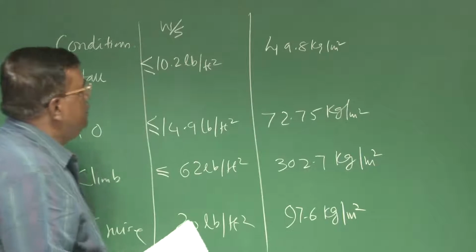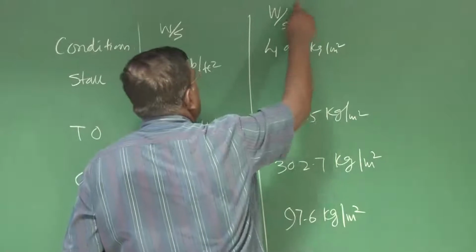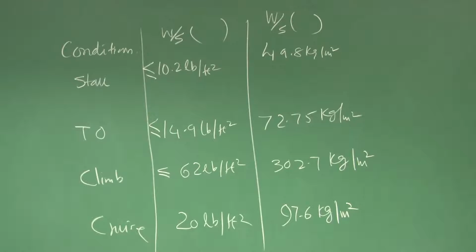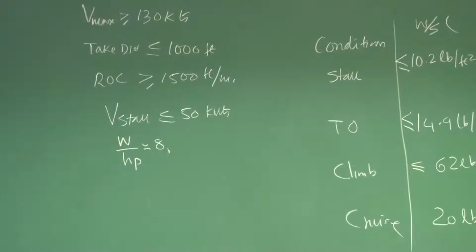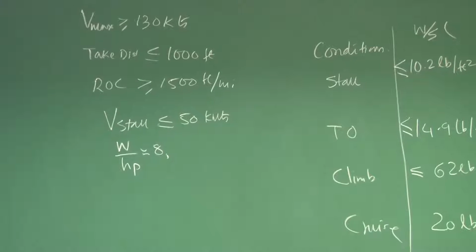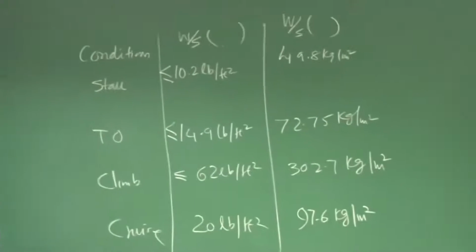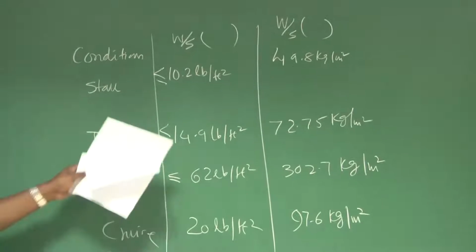Now you could see that so many values of wing loading we need to have to satisfy the mission requirements, which are in terms of stall, which cannot be more than 50 knots, takeoff, which cannot be more than 1,000 feet, climb minimum 1,500 feet per minute, and when you are doing a cruise, we are taking around 130 knots cruising speed. V max could be more than that. Now, if this is the condition, we have different values of wing loading, which one should I pick?